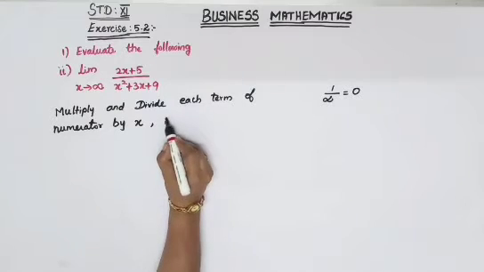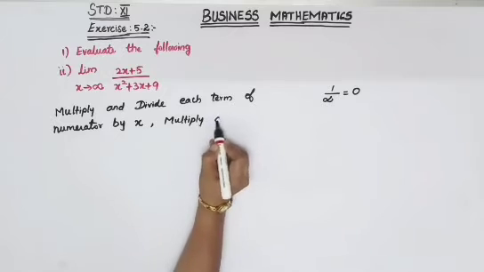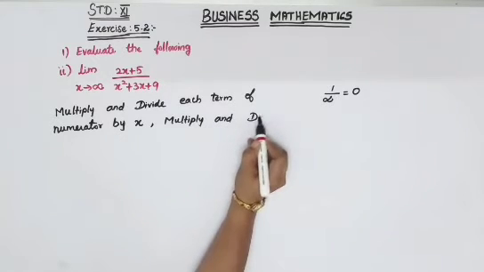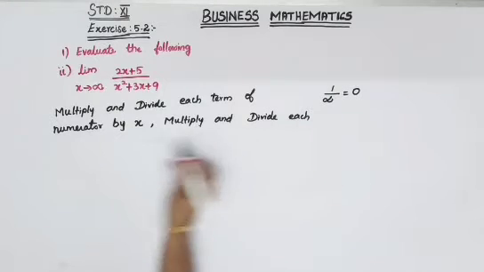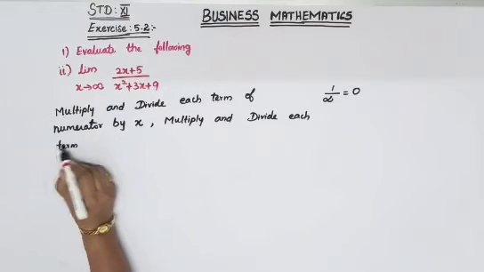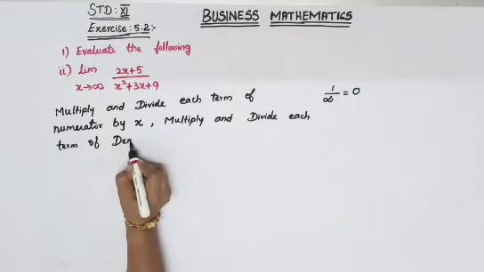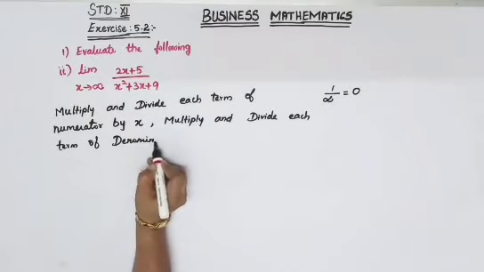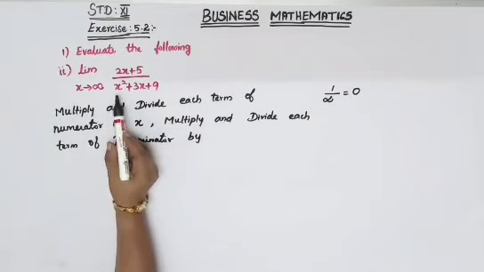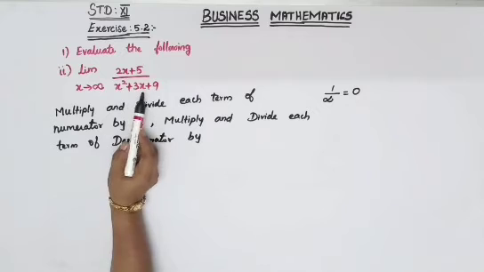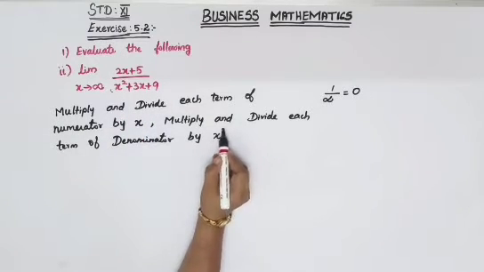Next is again multiply and divide each term of, now denominator, okay, so denominator by, just see the power of x here, so x square and x is here, so highest power is x square, so by x square, okay.